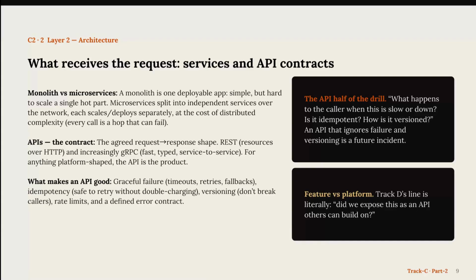Yeah. And remember this, API is half the drill. What happens to the caller when this is slow or down? We never talked about that. So is it idempotent? How is it versioned? All these factors are important. While the API is available, you need to think through all of this here. An API that ignores failure and versioning is a future incident. Yes, it's definitely going to happen.